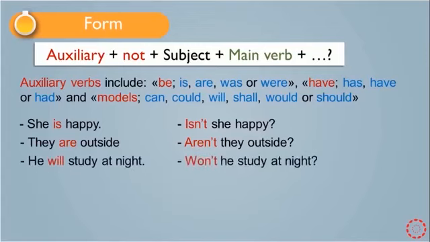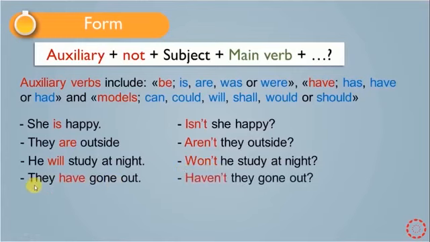Another example, also here we have will. Also will is an auxiliary verb, which is modal. We say he will study at night. Won't he study at night? We add not in the negative questions to the auxiliary verbs.